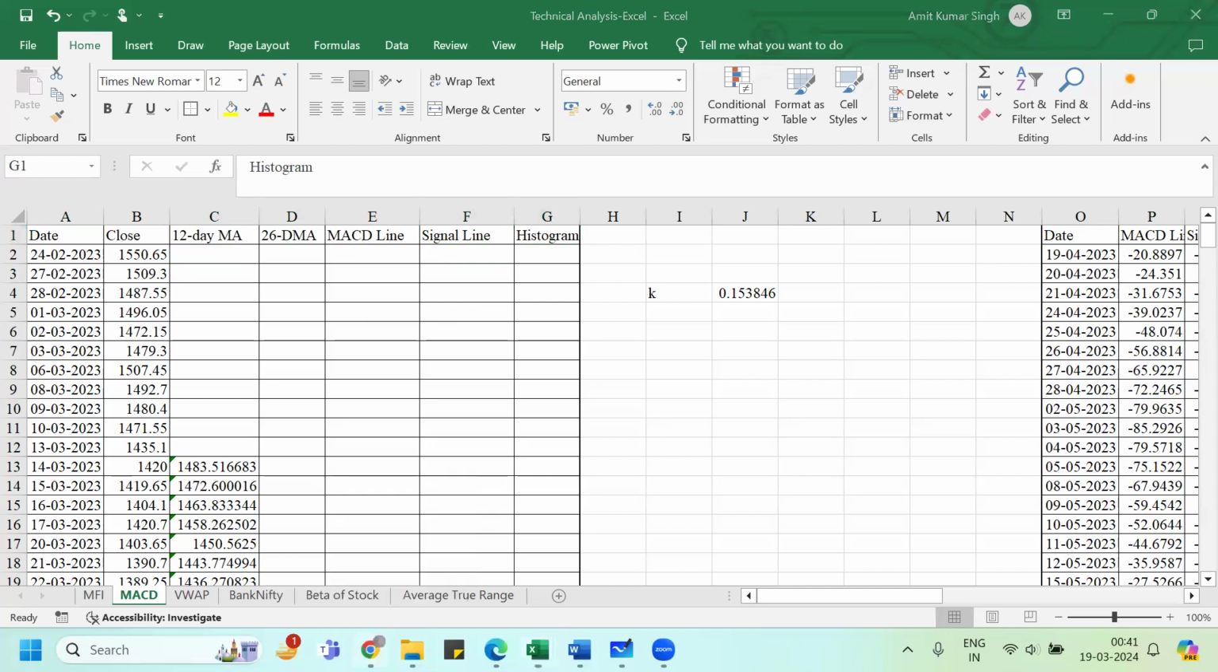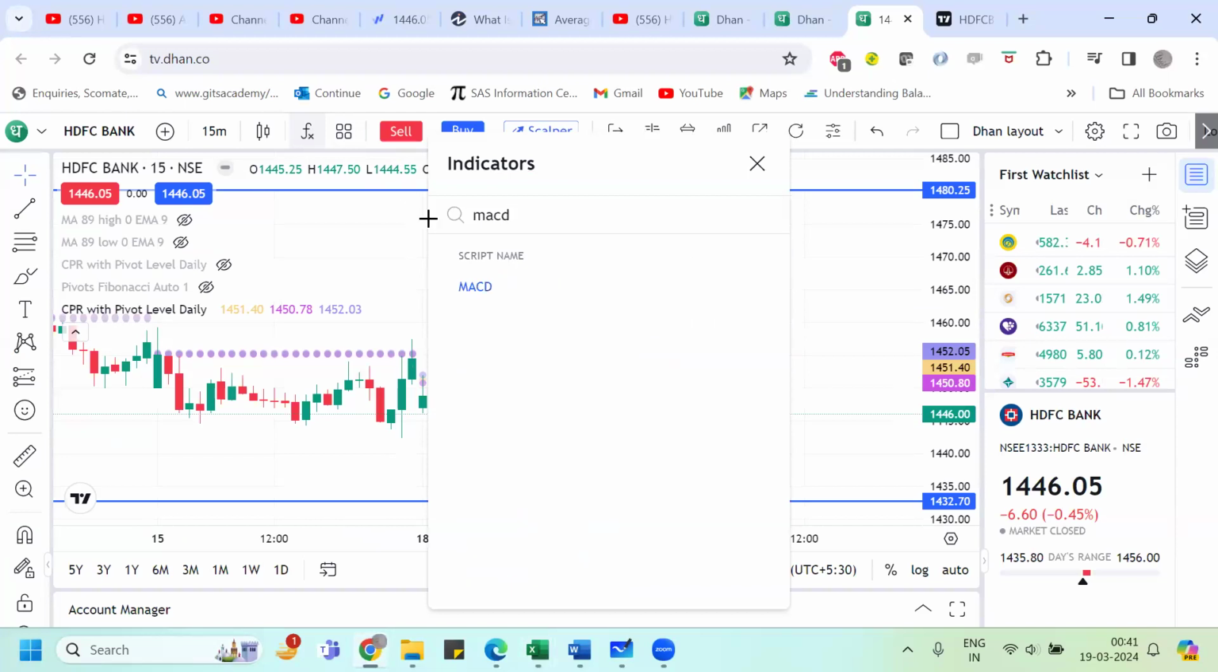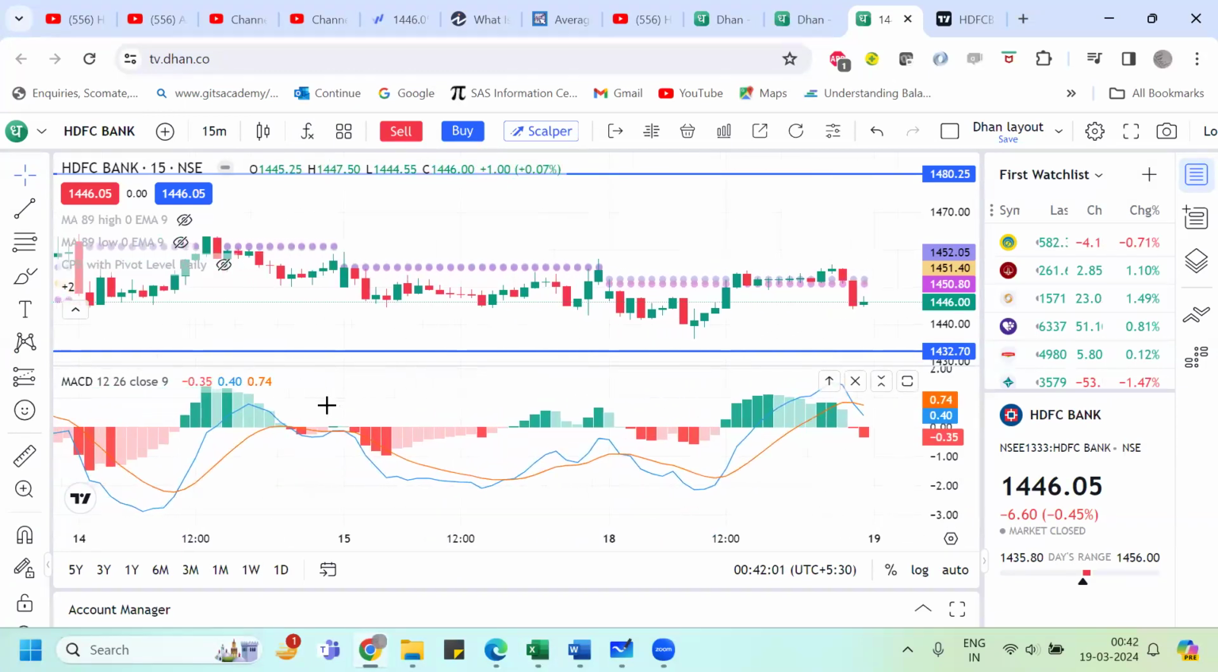Whenever you get into the stock and write MACD, the green or red rectangular representation you're getting is the histogram, which is the difference between your MACD line and the signal line. The crossover you're observing is a crossover between the MACD line and the signal line, where MACD is the difference between the 12-day and 26-day moving average. I hope you understood the technical indicator tool called MACD.